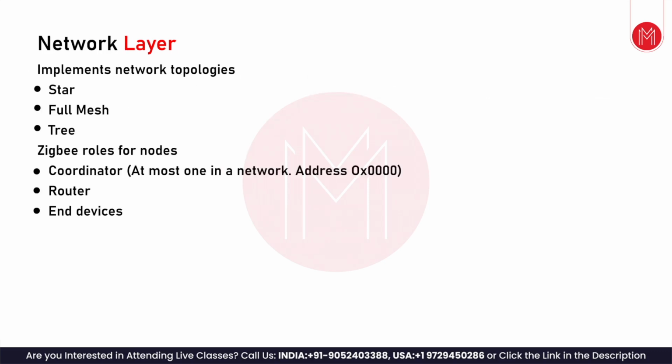The network layer can operate as a star network, mesh network, or tree network. These are the ways it can operate. And any Zigbee node should be configured as a coordinator, a router, or an end device. There are three different modes that it would have. There would be only one coordinator in the entire Zigbee network. Routers, there will be multiple.